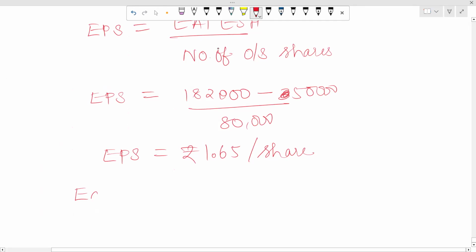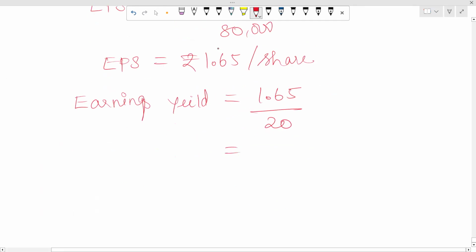So what is earnings yield? Is equal to 1.65 rupees of EPS by market price per share, which is 20. How much? Did you all understand? Clear? Any doubt on this? Next, calculate price to earnings ratio, for which the formula is MPS by EPS.